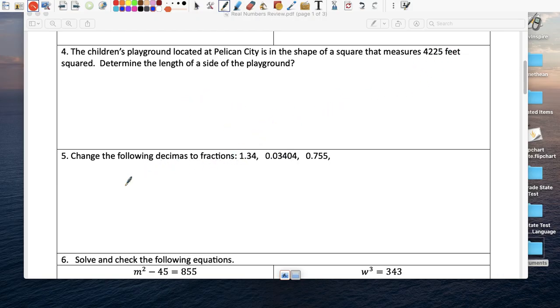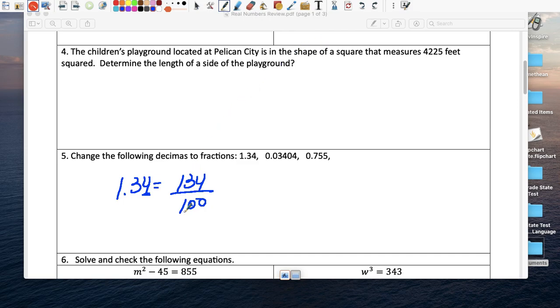Change the following to fractions. Okay, 1.34, and again, look at the place value. The 4 is in the hundredths. Put 134 on top. Can you simplify this? Yeah, we can. We can write it as a mixed number. Look at your multiple choice. Are your multiple choice answers written as improper fractions or as mixed numbers?